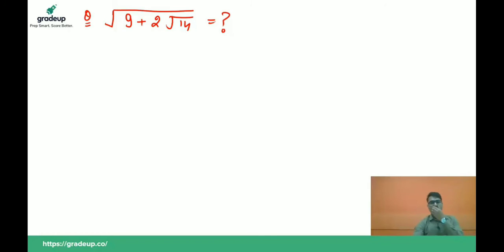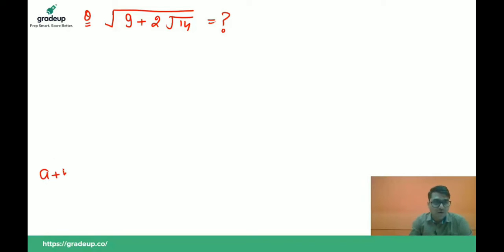Now I will tell you a very important concept. First pause the video and try to give the answer of this question which I am writing here: square root of 9 plus 2 root 14. You have to find this. This is basically what I am going to explain to you. Now please try to understand.